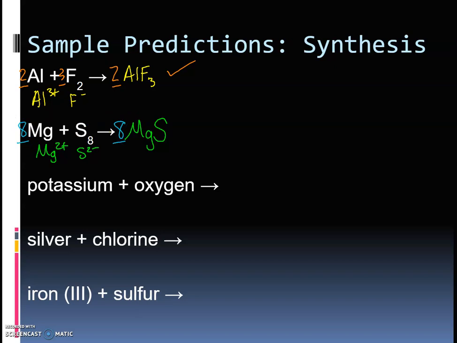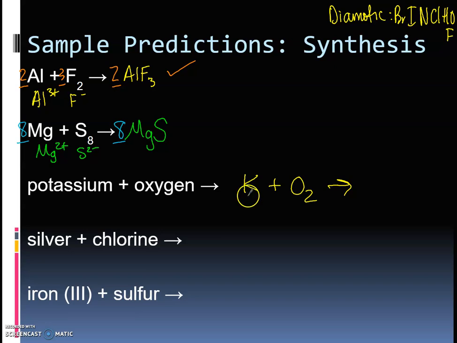All right, next we have potassium and oxygen. Don't let the words fool you. You have to make your formulas: K, and O, and don't forget about Brinclhof, your diatomic elements. Diatomic elements are Br, I, N, Cl, H, O, and F. Okay, so make your ions, K+, O2-, crisscross, and we get K2O. Is that balanced? Nope. I need a 4 here and a 2 there to balance that out.